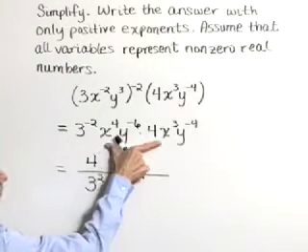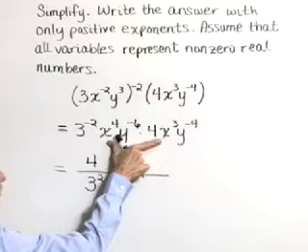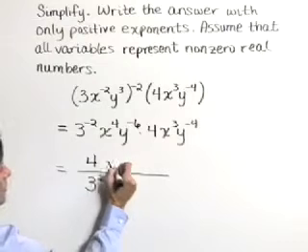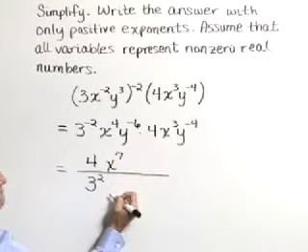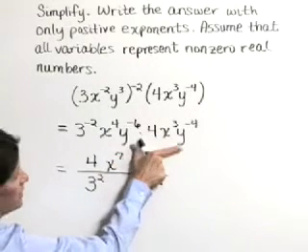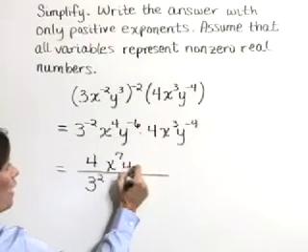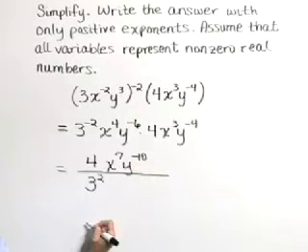Also, let's combine our bases using our product rule. X to the fourth times x to the third, adding exponents, is x to the seventh. Y to the negative sixth times y to the negative fourth, adding exponents, is y to the negative 10th.